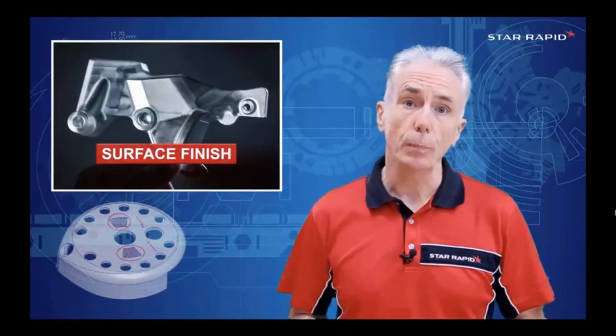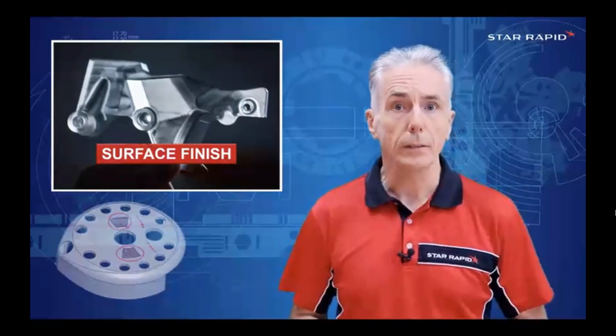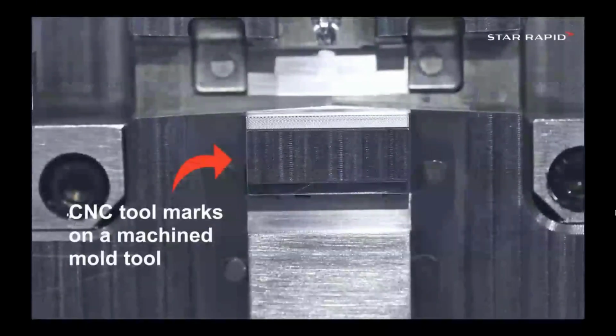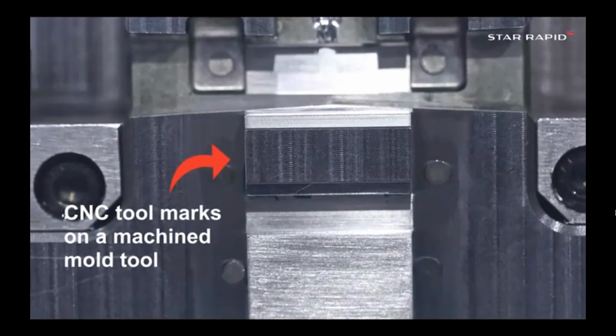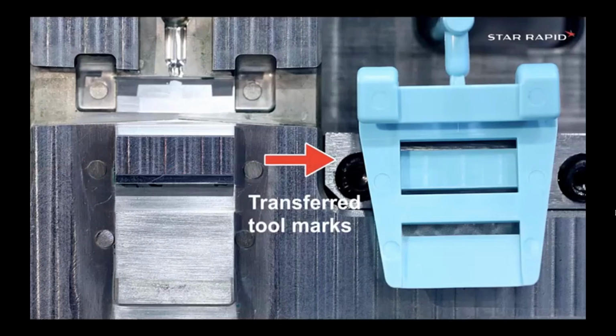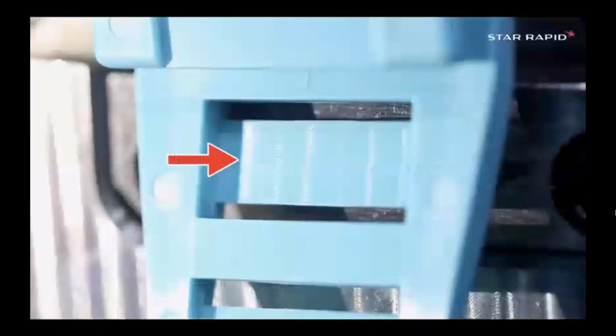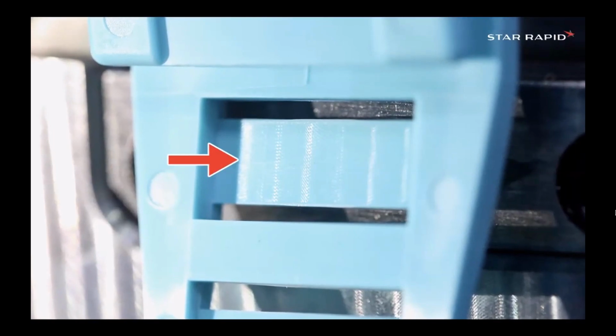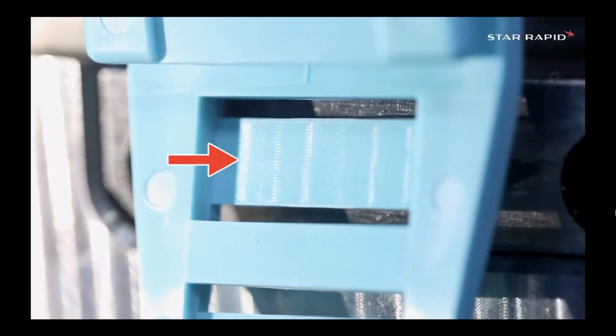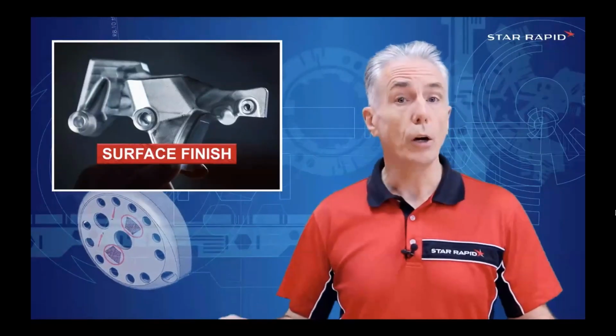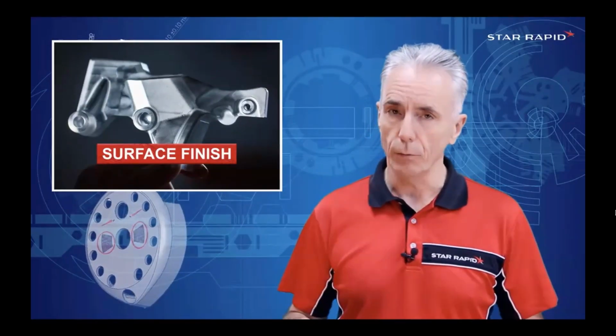Surface finishes can also be transferred from one part to another. For example, when the machined core of an injection mold tool transfers CNC tool marks onto the inside of the plastic part, the plastic part would then have a surface finish that looks like it had been machined when in fact it wasn't. Is that clear? I hope so, because now things start to get really weird.